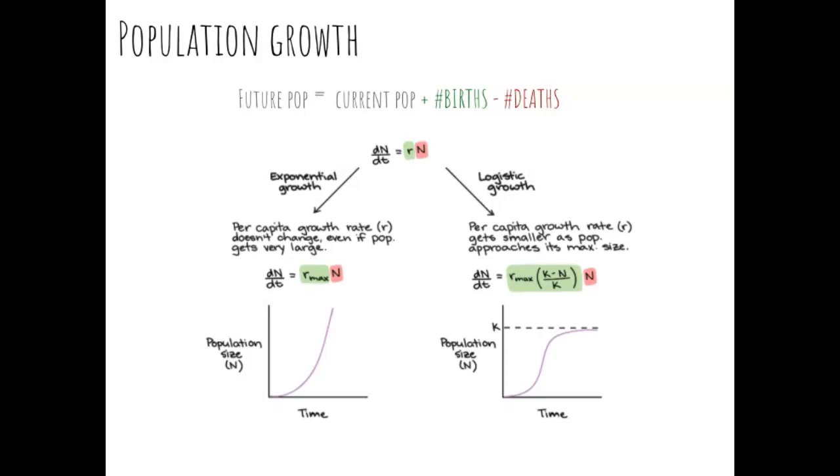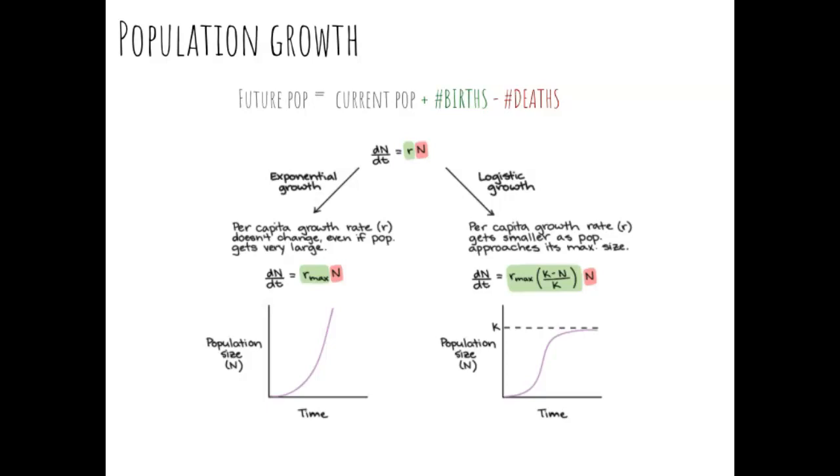The other type of population growth model is called a logistic growth model. And this is where the per capita growth rate, or little r, gets smaller as the population approaches its maximum size. So in this model, we add in a variable that's called K. K represents the carrying capacity, which is the maximum number of individuals of a population that the environment can support.